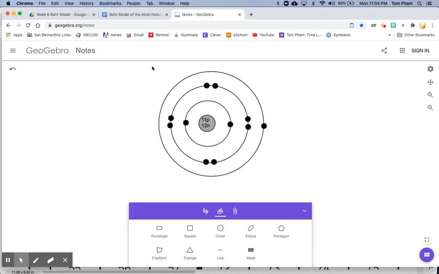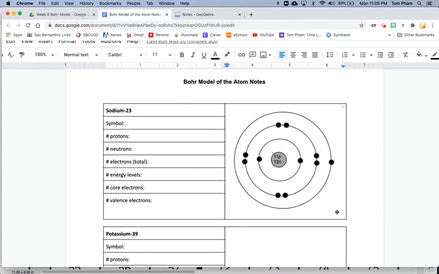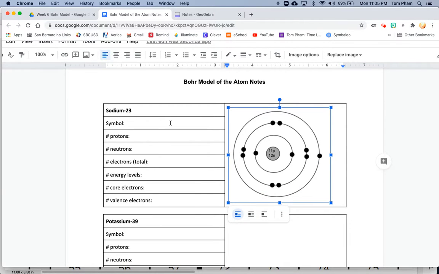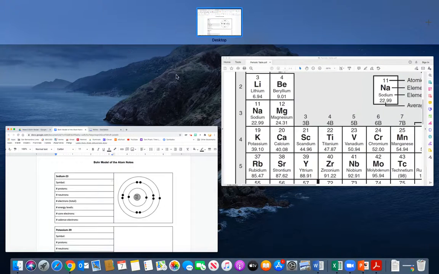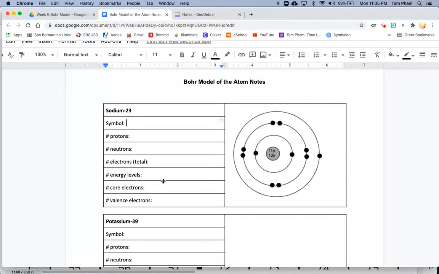So let's take a screenshot of our drawing and put it right here in our document. Let's resize our drawing. All right, so now let's fill out this table. What's the symbol for sodium? Well, sodium is right here. Its symbol is Na, so let's type that in, capital N, lowercase a.